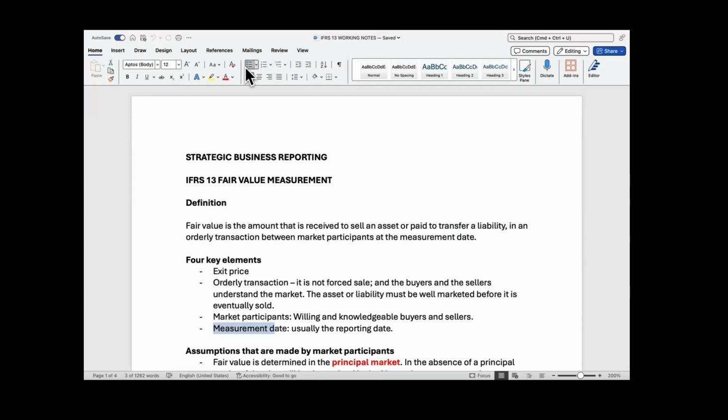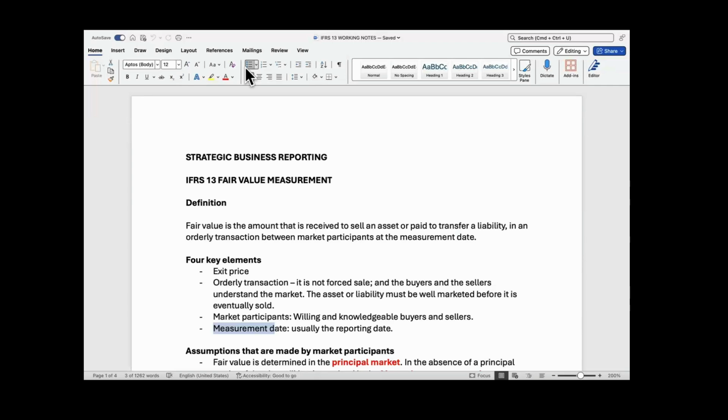So we want to avoid a situation whereby you are desperate to sell at any price, that you want to sell before the end of the day. The price you will receive cannot be a fair value because we do not deem that kind of transaction as orderly.